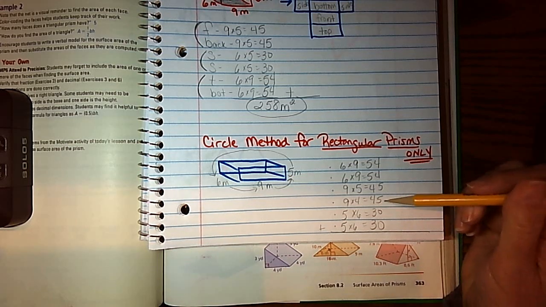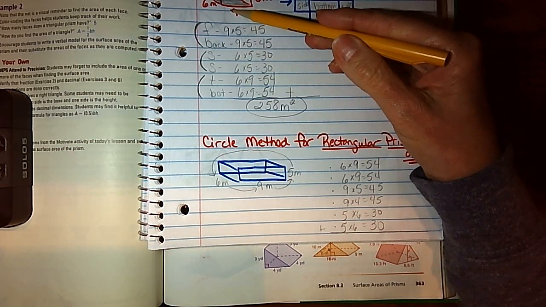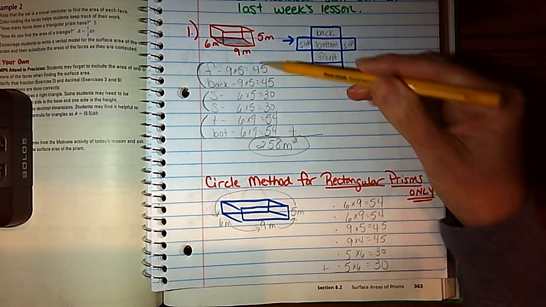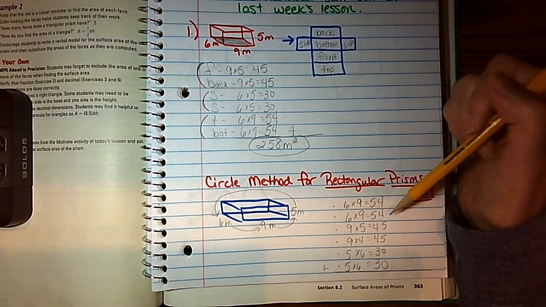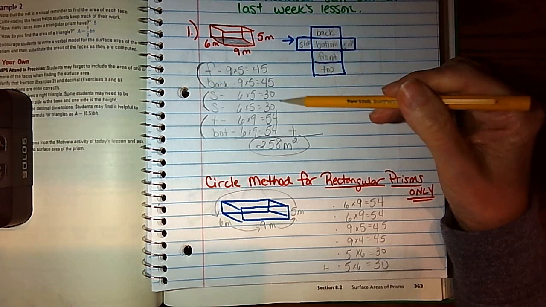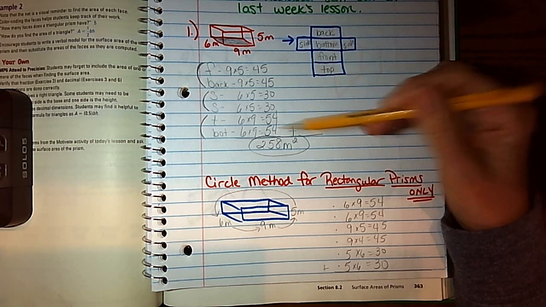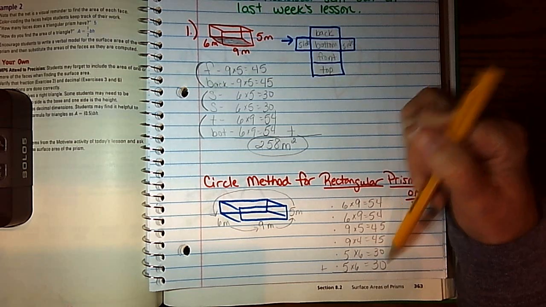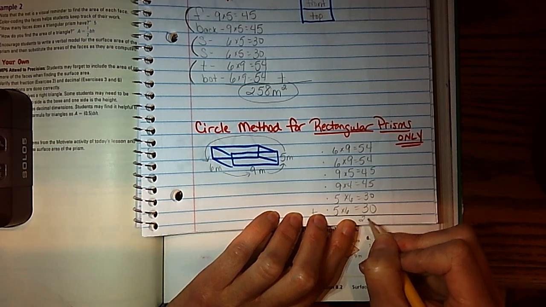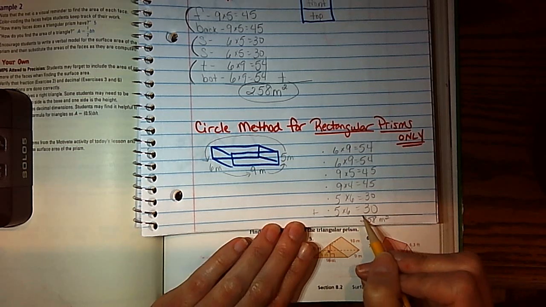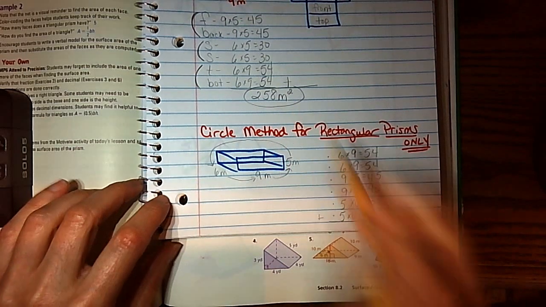And then if you notice, since it's the same box, it's the same dimensions as this one, all of my numbers should be exactly the same as what we did here. They may be in a different order, but that's okay. So if I have 2 54s, 2 45s, 2 30s. So if I were to add this up, I would also get 258 meters squared. So same answer, just a different method.